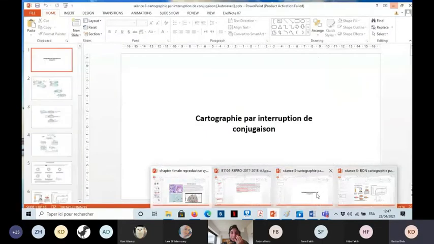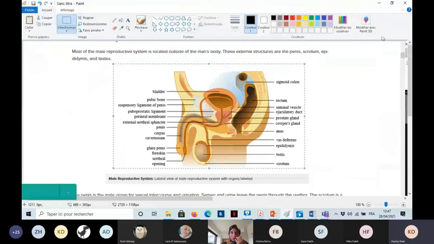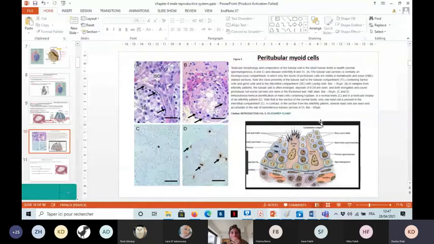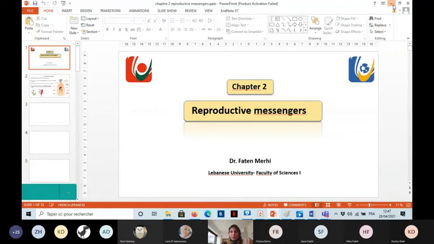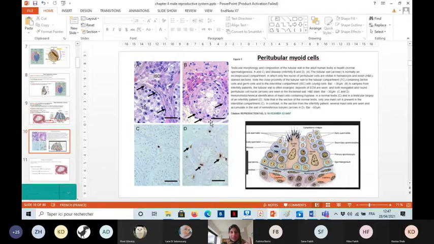The Leydig cells are only responsible for making androgens, but what is the actual cell responsible for the production of sperm? Yes, we will see this in the chapter. The sperm cells are produced from the spermatogonia. You have the germ cells. We talked in embryogenesis about the primordial germ cells. They will differentiate to give the spermatogonia, and the spermatogonia will differentiate to give the sperm cells.